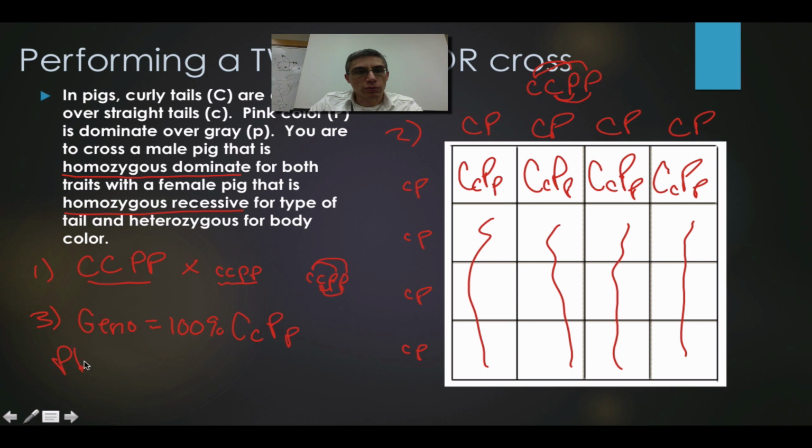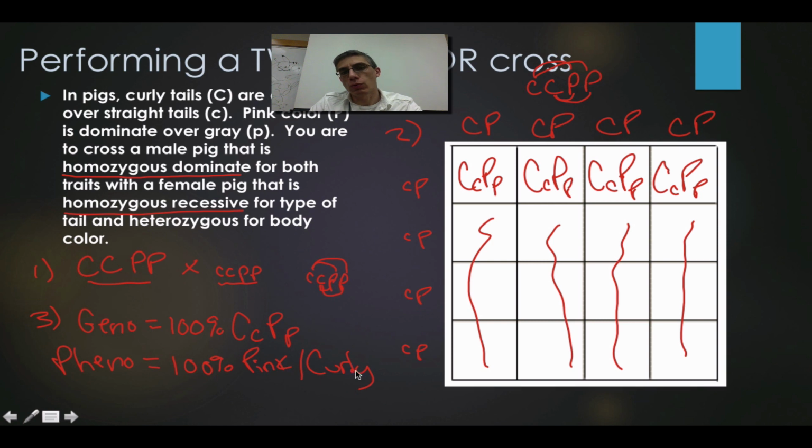Now the phenotypic ratio, again, this particular situation is going to give us a 100% chance, in other words there are no other combinations here, of getting, let's see, capital C, so we had pink color dominant over gray, so we're going to have a pink pig that is going to have a curly tail.